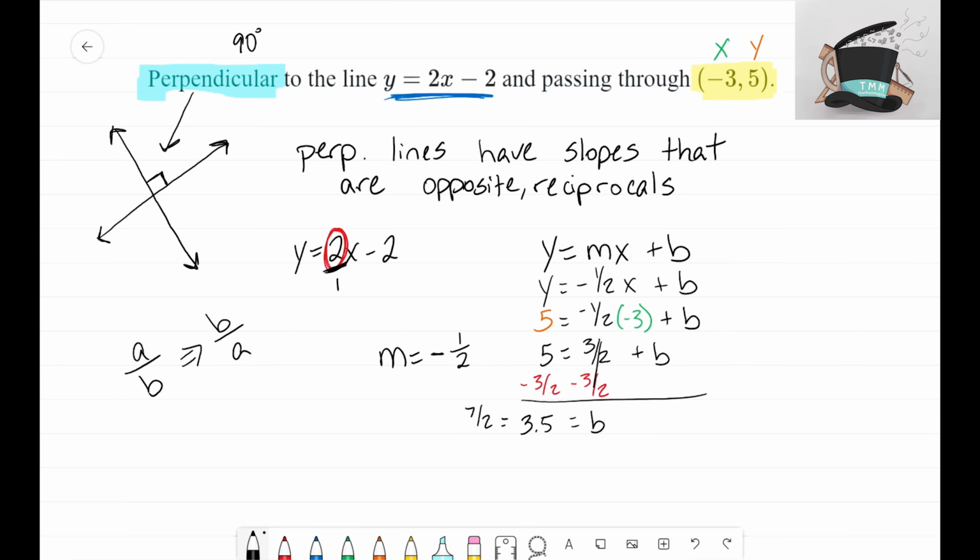Now we have all the missing pieces for our line that is perpendicular to this line. That equation is y = -1/2 x + 7/2. My new slope was -1/2, the opposite reciprocal of the old slope, and the b term we solved for is plus 7 halves. That is our final equation for a line that is perpendicular to the line y = 2x - 2.